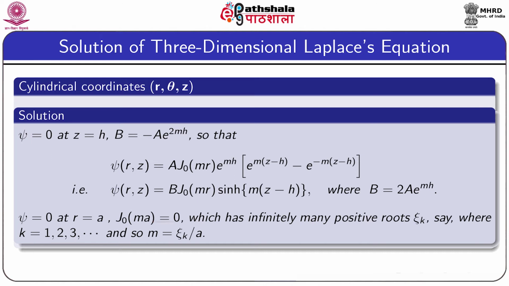Now, we need to satisfy another boundary condition, which says that ψ = 0 at r = a. So, it gives J0(ma) = 0. This is a Bessel function of order 0, so it has infinitely many positive roots. Let those roots be ξ_k. So, we can write the value of ma as ξ_k, or m = ξ_k/a, where k = 1, 2, and so on.